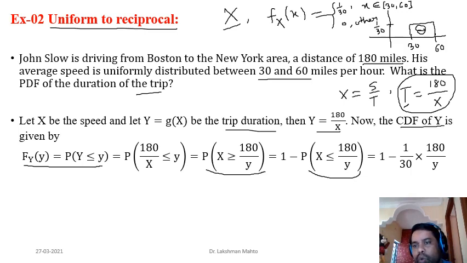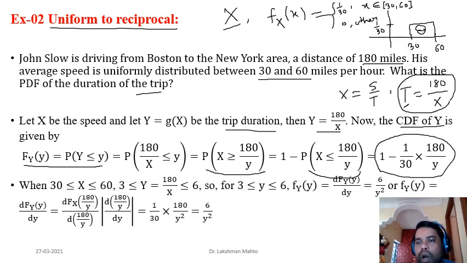So here further you got the explicit form of CDF of y. This is the explicit form. Luckily you got it, because x is uniform. That's why you got the explicit form of CDF of y. Okay, and how will you get the PDF of y? Just differentiate this with respect to y. Differentiate, and you will get the PDF of y.